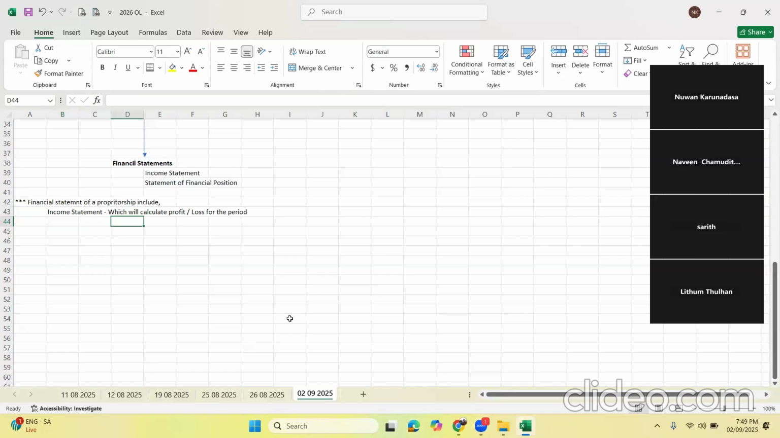So simple. How do you calculate the profit? Profit is equal to income minus expense. So easy. Profit is equal to income minus expenses.